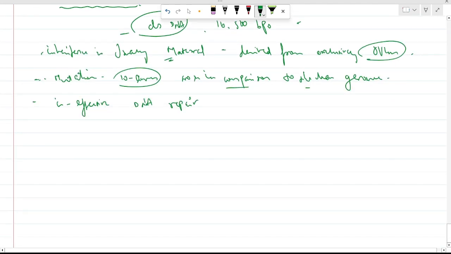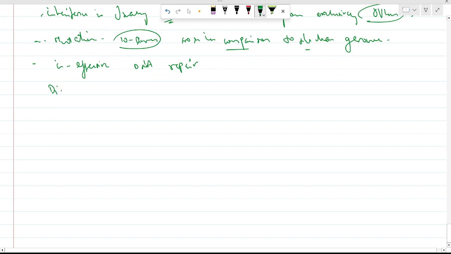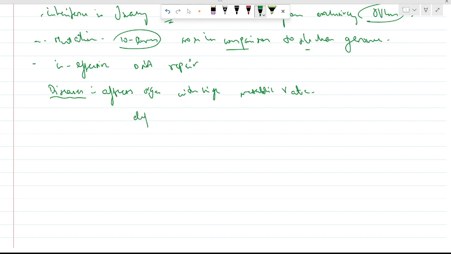So I want to see some diseases. It affects organs with high metabolic rate. Why? Because there is a defect in energy production. So mitochondria is the energy powerhouse of the cell, involved in ATP synthesis, the energy currency of the cell. So there is a defect in energy production.